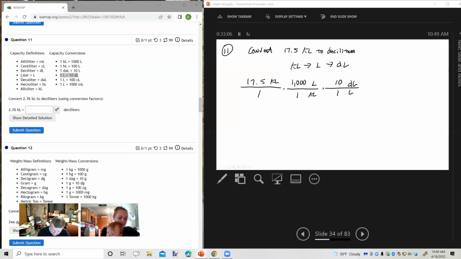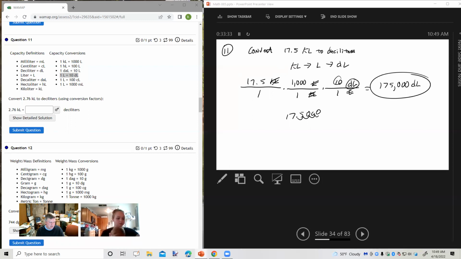All right, so kiloliters cross out, liters cross out, and I have deciliters. 17.5 times 1,000 would move it over 1, 2, 3 places. Times 10 would move it over 1 more place. So 175,000 deciliters. And again, you could use your calculator, but it would actually take longer to use your calculator than it would to just move the decimal point the correct number of places.